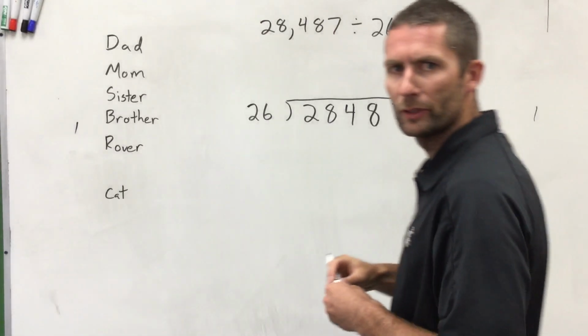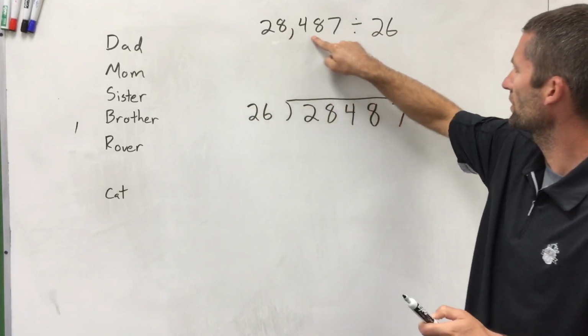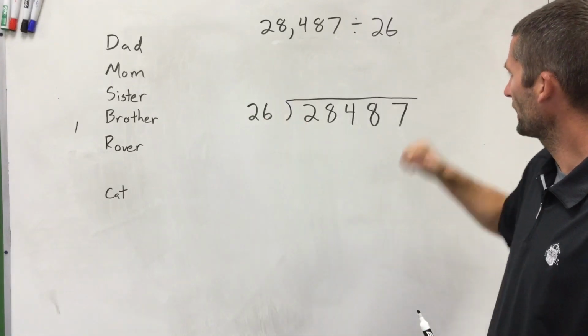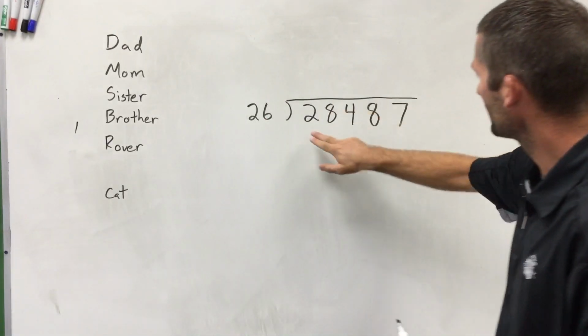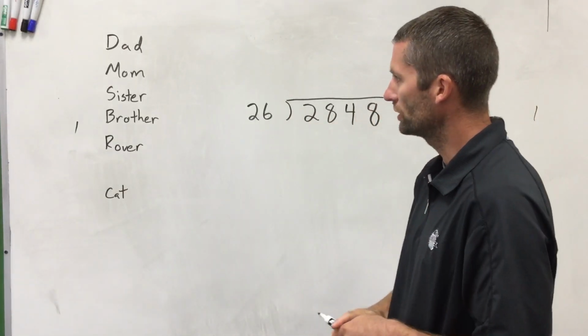Hey guys, today we're going to review the steps of long division. So we're going to do the problem 28,487 divided by 26. Set it up like this. Make sure we have spacing between the numbers. Too often we make mistakes because we scrunch it in too much.